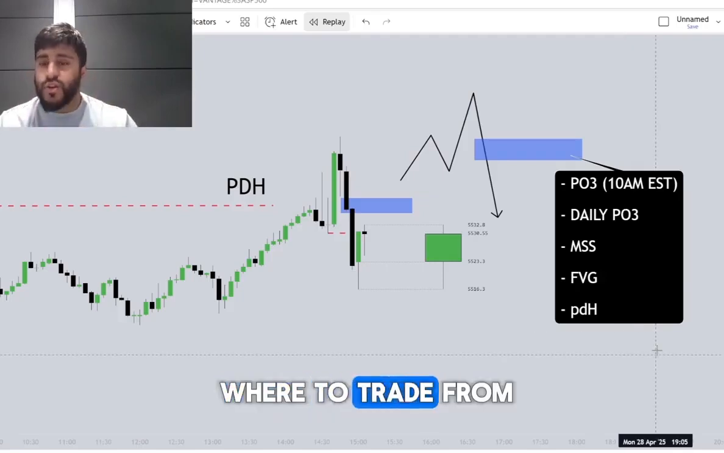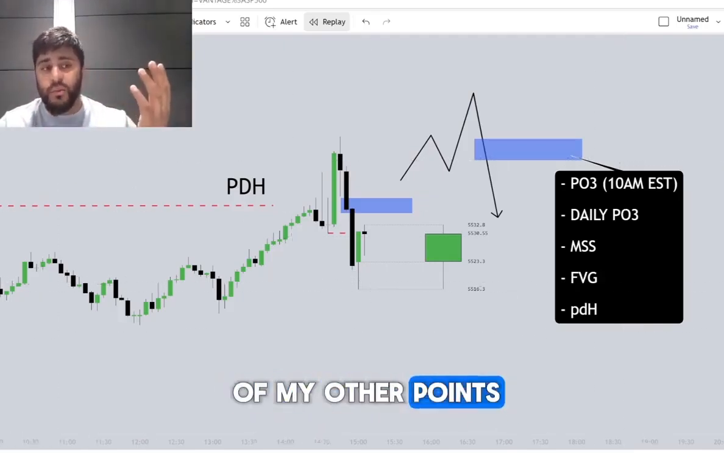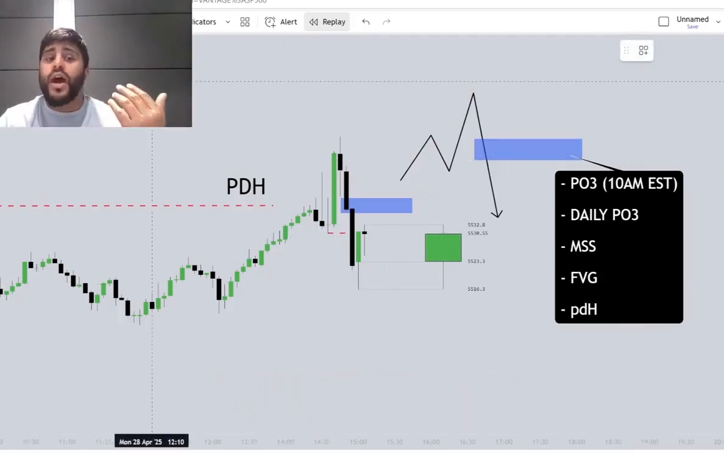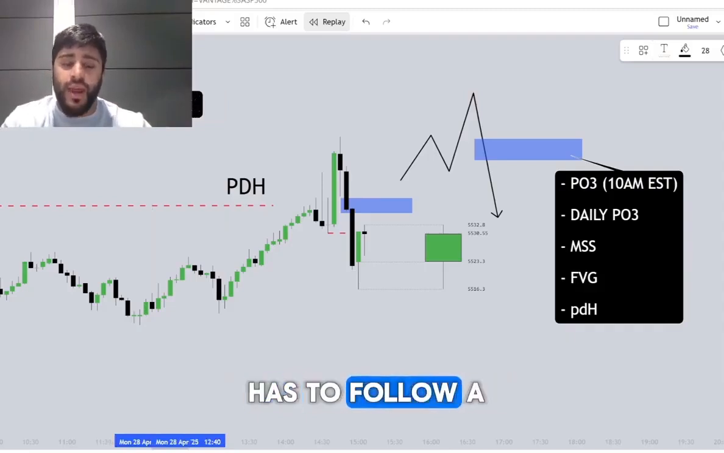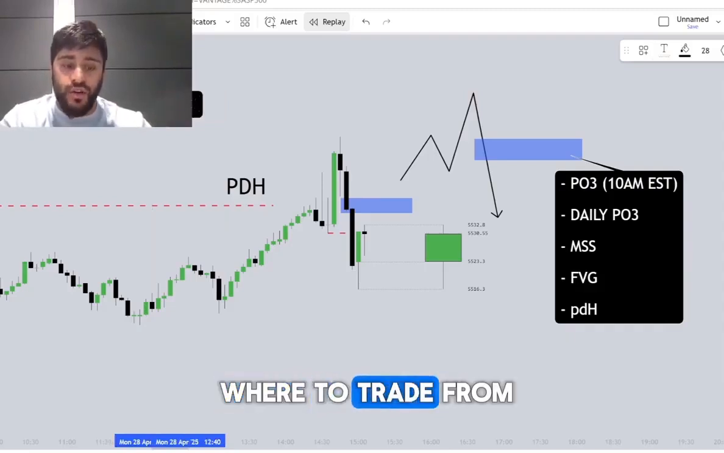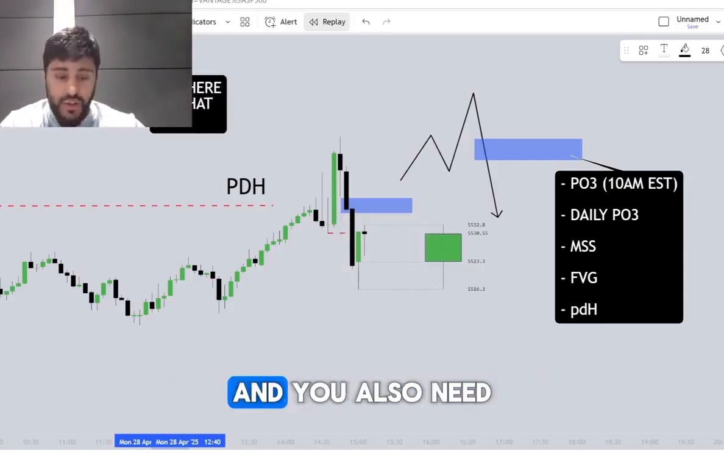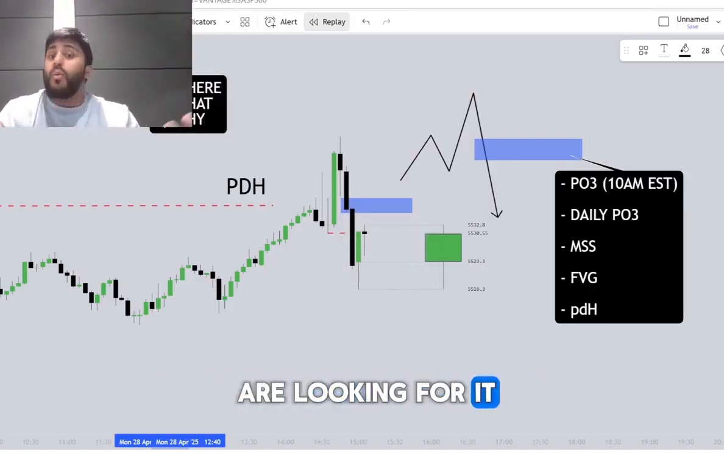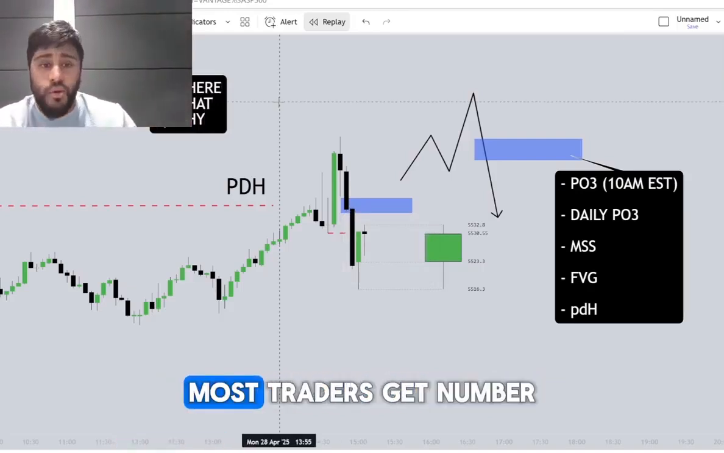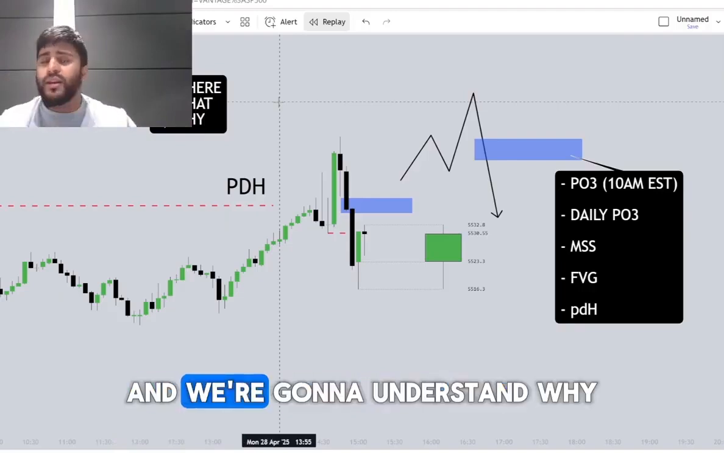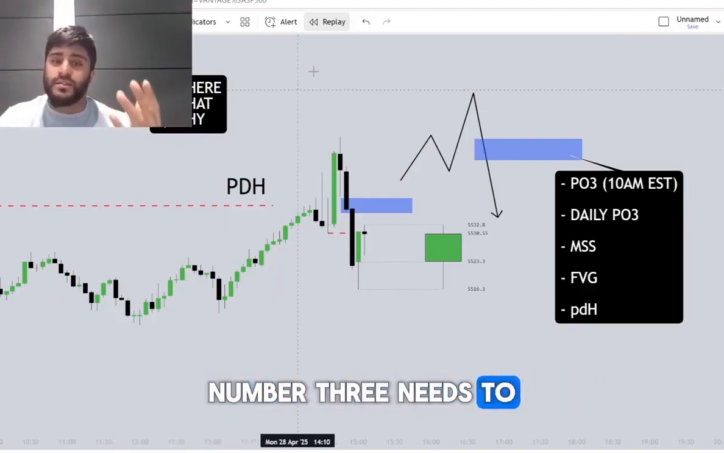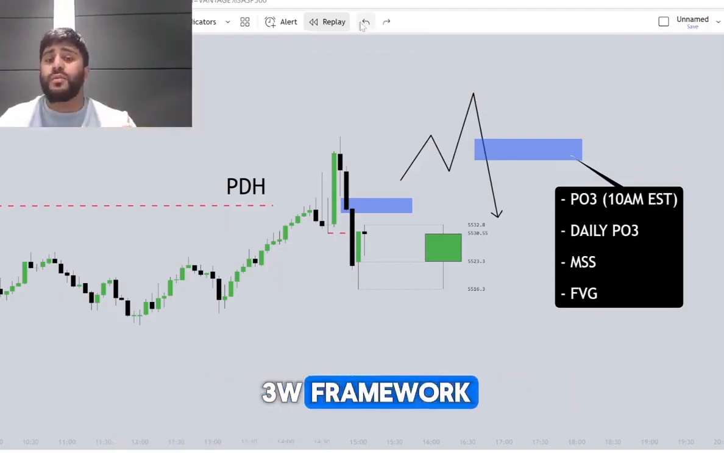You need to know where to trade from. And this leads on to one of my other points, which is the framework. Every trade you take has to follow a simple framework. You need to know where to trade from. The where is very important. You need to know what to look for, and you also need to know why you are looking for it. Why are you going to buy? Why are you going to sell? Most traders get number 3 wrong, and we're going to understand why number 3 needs to be spot on. So this is the 3W framework, I call it.